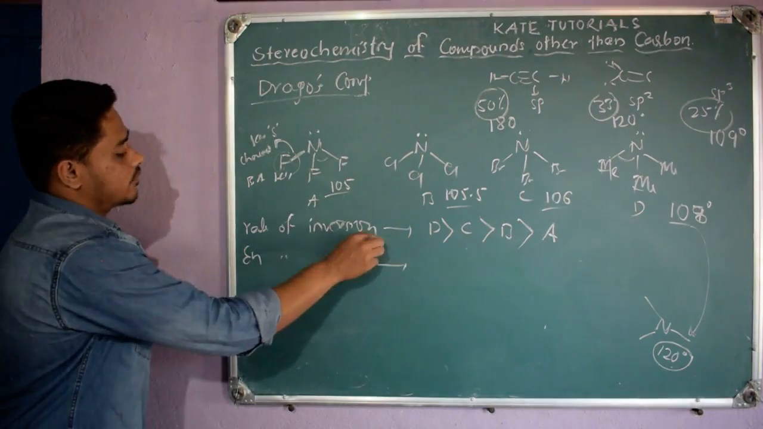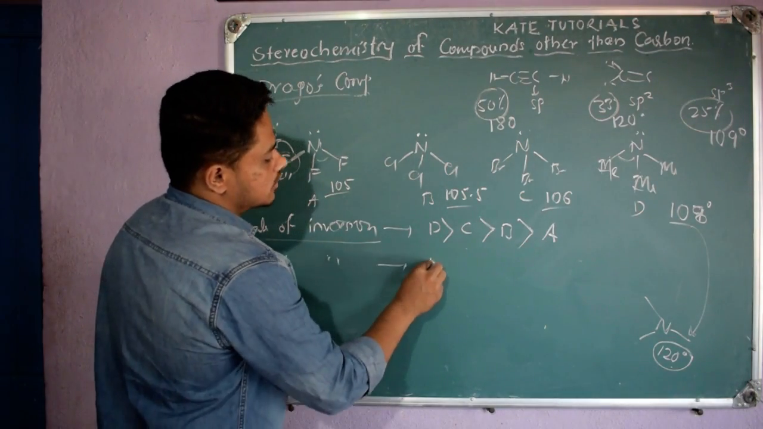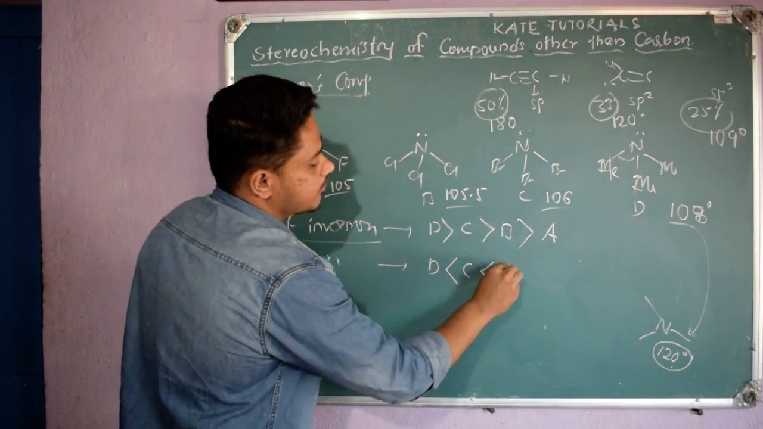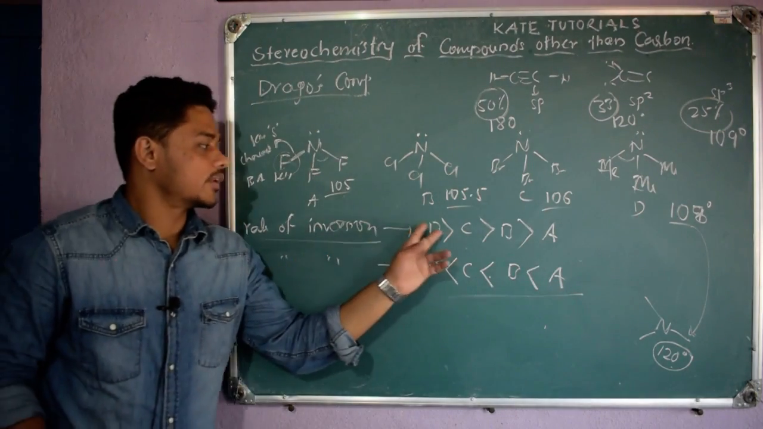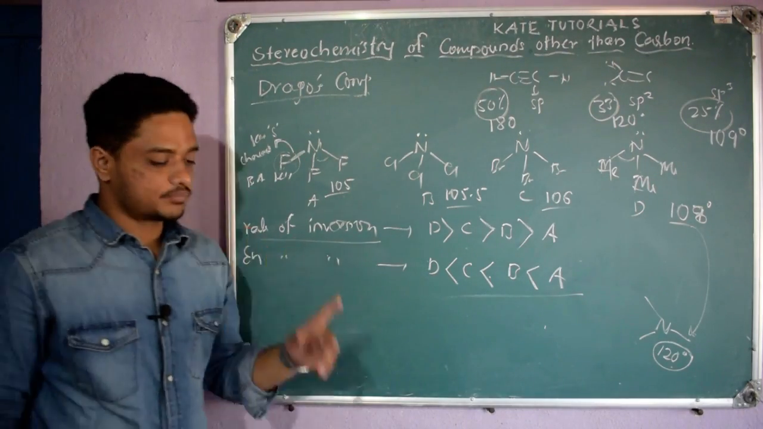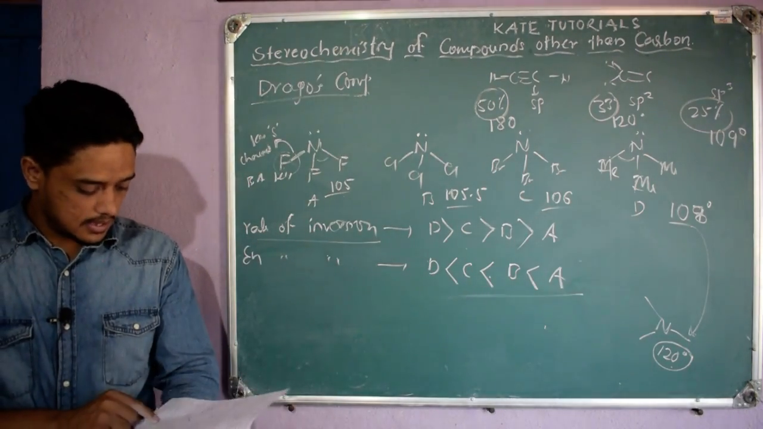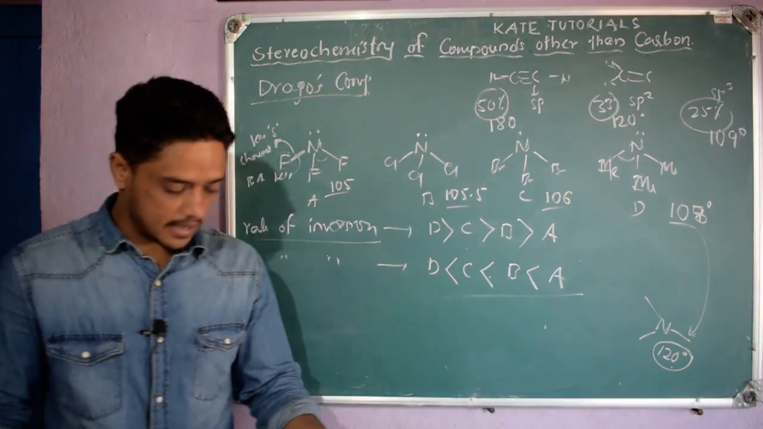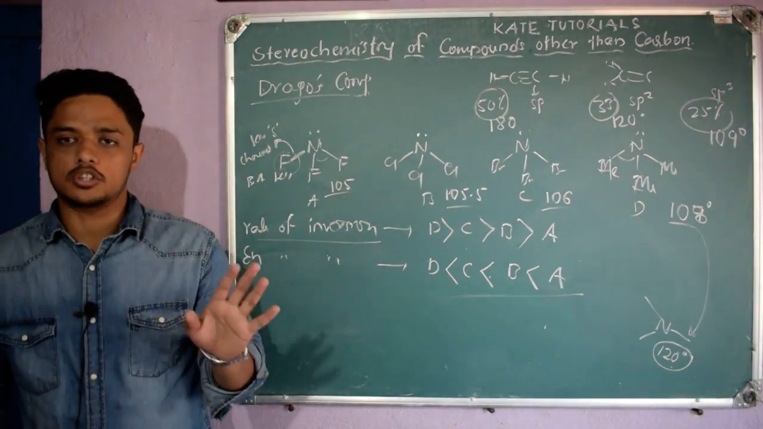Once we know the rate of inversion order, then we can easily tell the energy. Since it is easily inverted, its energy will be very less compared to C, compared to B, compared to A, like that. So if you know the rate of inversion, the opposite is the energy of inversion, right? So that is the thing. I hope you got everything, and I guess I covered everything, right? So this is all about pyramidal inversion or the oscillation.